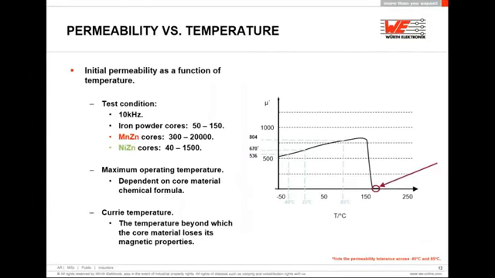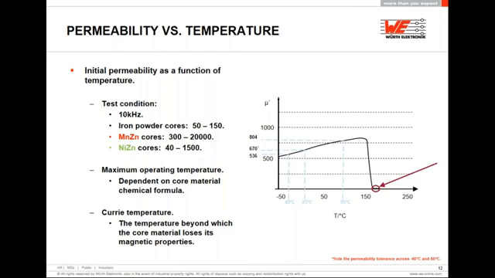With that said, let's analyze how the permeability behaves when the core experiences a temperature change. The following graph shows the initial permeability as a function of temperature. This test was made at a frequency of 10 kilohertz. The initial permeability values of each core remain as previously stated. Now, coils having ferrite core materials show a variable inductive behavior with change in the ambient temperature.